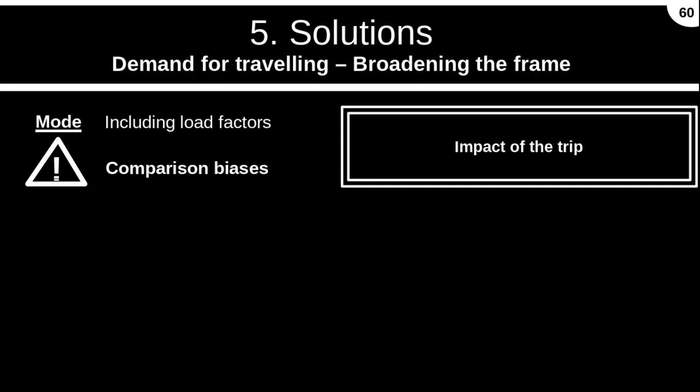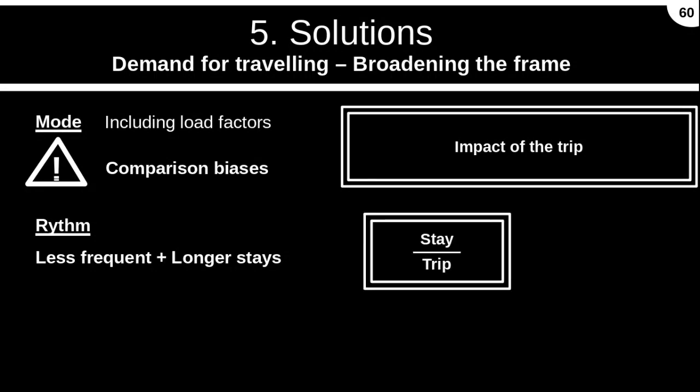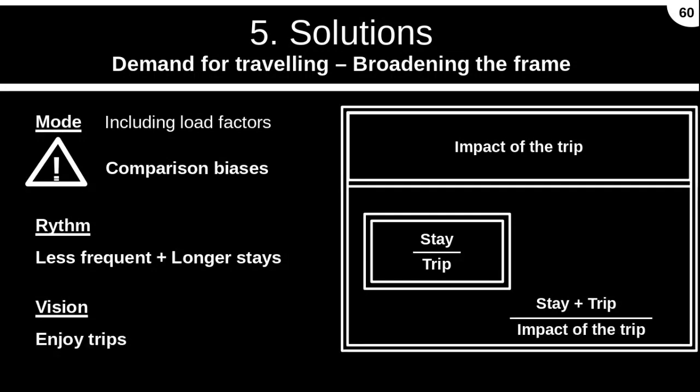You could also question your traveling rhythm, flying less often for longer stays. Compared to 4 stays of 1 week, 1 stay of 4 weeks optimizes the ratio between the time spent on the stays and the impact of the trips. You could also change your vision about trips. Instead of time lost traveling, they could add to stays as beneficial moments you get from a given impact. This broadens the frame for your questions and would make slow modes of transport re-emerge as relevant solutions.